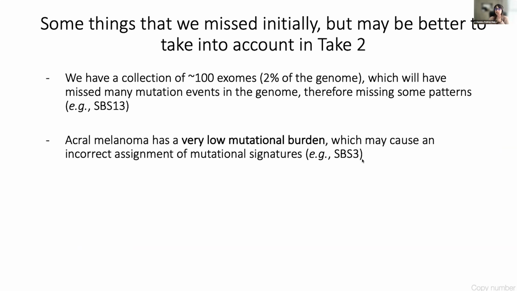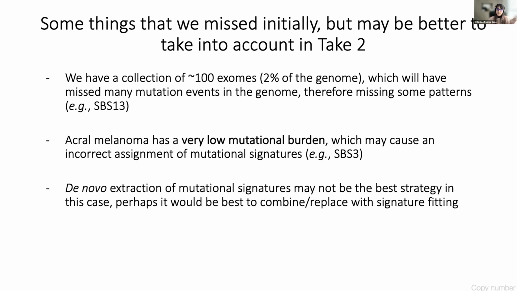So SBS3 is known as a very flat signature, so it is very commonly miscalled. So if you get an SBS3 in your data, what you have to do is further tests to confirm if this is a real signature or it may have been miscalled. For example, by looking for genes that participate in the double strand break repair. If they are missing or they have a deleterious mutation, then maybe your signature is correct. But if you don't do those analyses, this may be an incorrect assignment.